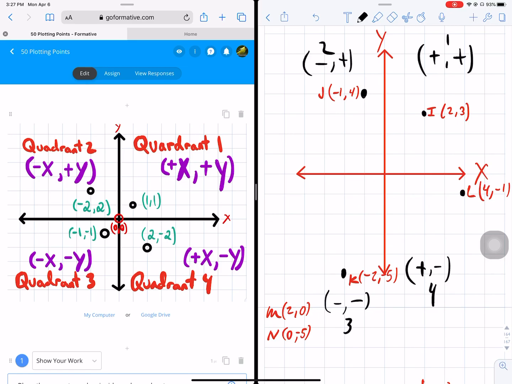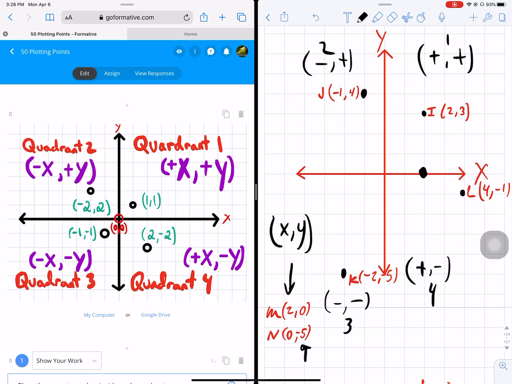Okay, and there's only 2 more left. M is 2, 0, and N is 0, -5. So one of these is going to go on the x-axis, and the other one's going to go on the y-axis. Remember that when you're doing your coordinates, x goes first. So when you're reading these, you're basically saying that's 2 on the x, and it didn't go up or down at all. So we need to find 2 on the x. There it is. And that's where that one's going to go.